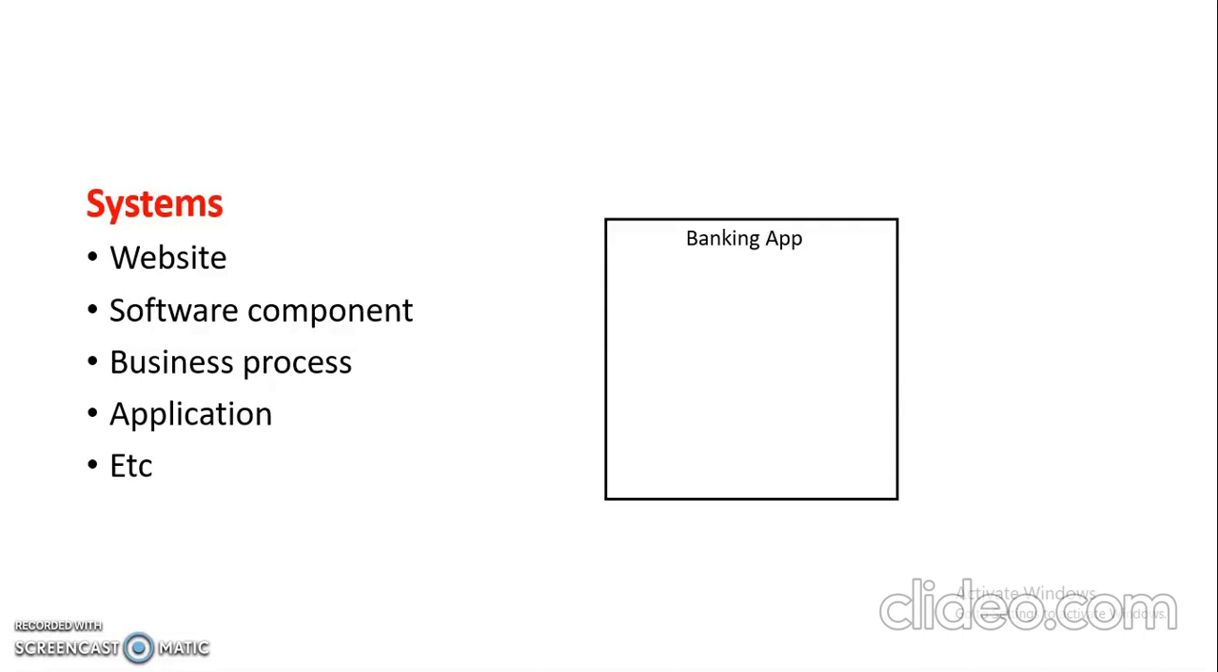System, which could be a website, a software component, a business process or an application, whatever it may be, for which we are going to draw a use case diagram is considered as a system. For example, I'm going to consider the e-banking application, maybe Google Pay or PhonePe, a kind of banking app. So my system is the banking app. The notation to be represented is a boundary, known as a system boundary. A rectangle is a system boundary. Inside the rectangle, at the top, we have to write the system name.